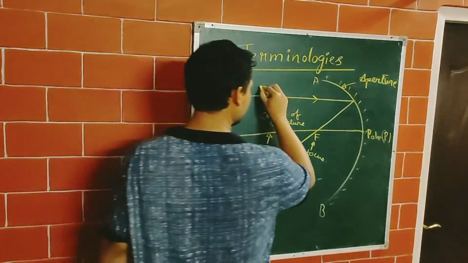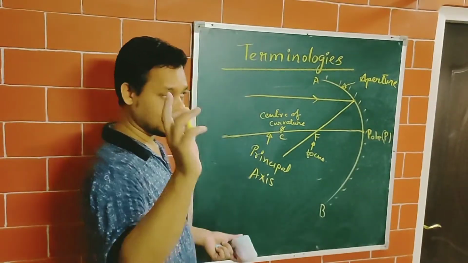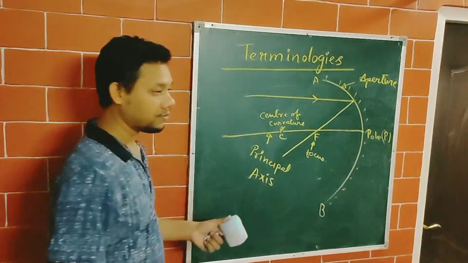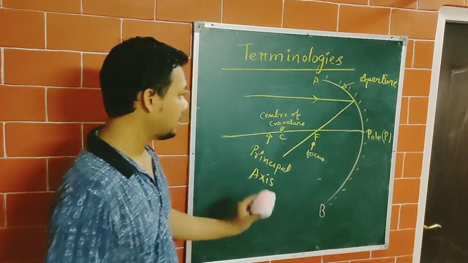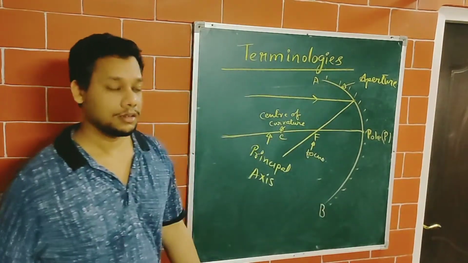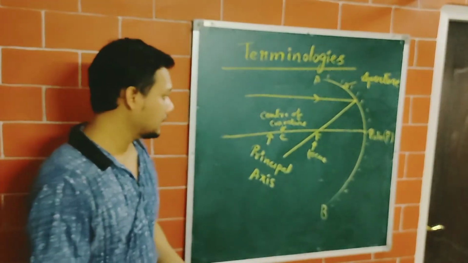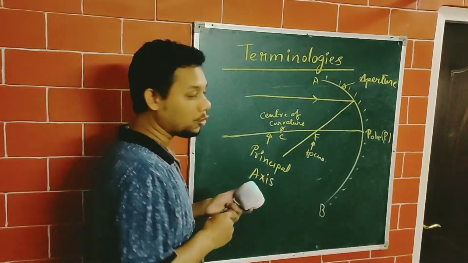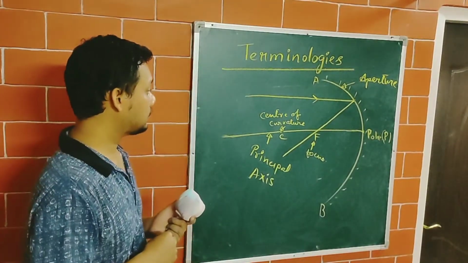Any ray, it can be any ray, after reflection it will pass through focus, but that ray has to be parallel to the principal axis. This is the condition. So what is focus? Focus is the point that lies between the center of curvature and the pole, and its importance is that any line that is parallel to the principal axis after reflection cuts the principal axis at a point, and that point is focus. Okay. So these are the basic terminologies that we need to know before entering the next topic, that is the ray diagram.